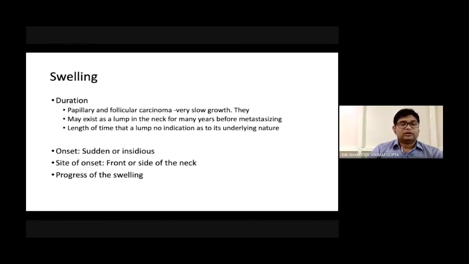So you will ask about whether the swelling was sudden in onset or insidious in onset. Sudden onset usually occurs in thyroiditis, sometimes after a viral illness. Insidious onset occurs in benign and malignant tumors. You should ask about the site of onset, whether it was on the front of the neck or the side of the neck, and the progression of the swelling, whether it is gradually progressive or there is a history of rapid growth.